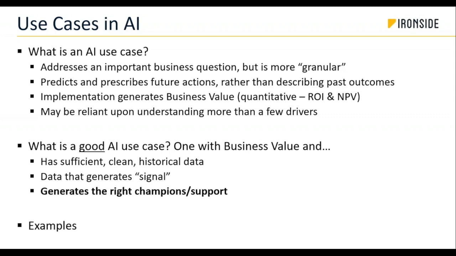An AI use case predicts and prescribes future actions rather than describing past outcomes. Many of you, I'm sure, are familiar with, I believe it's a Gartner model, about descriptive, diagnostic, predictive, and prescriptive types of analytics. AI typically is focused on using data of the past to predict something in the future, and prescribing it further means that it can dictate behaviors that you should take consistent with those predictions that you have made. So you want to be predictive and prescriptive in AI and solve a business problem that involves those parameters.